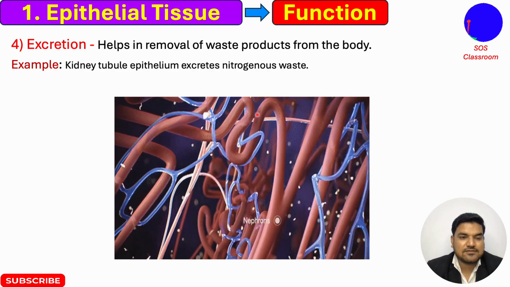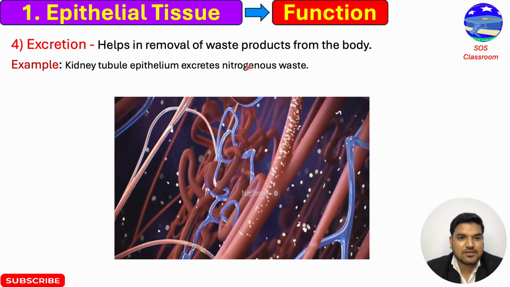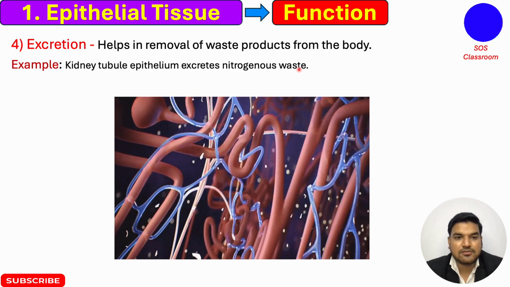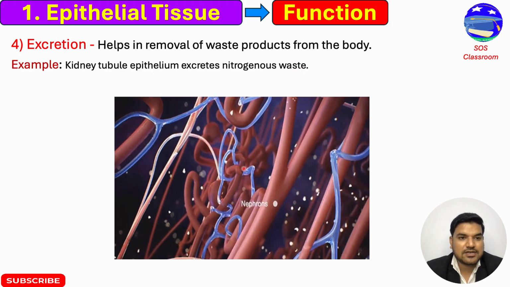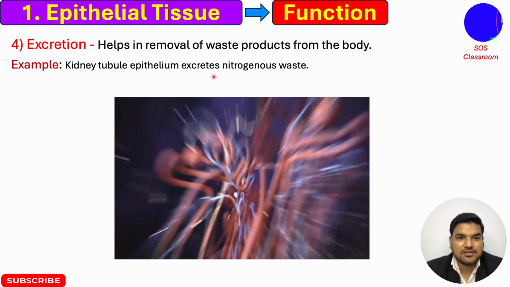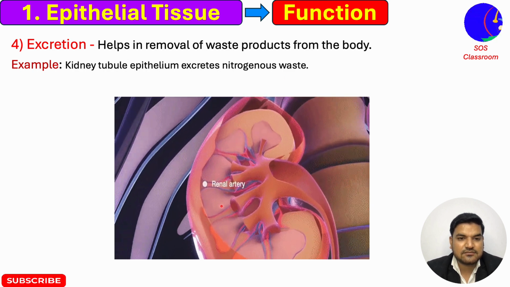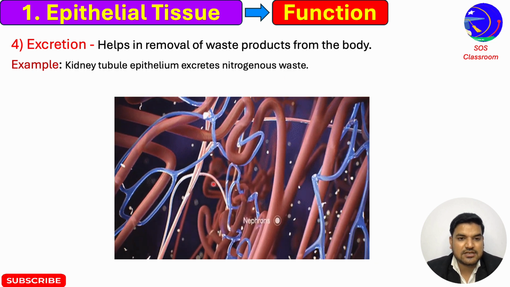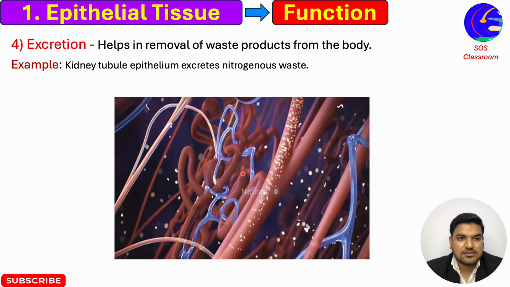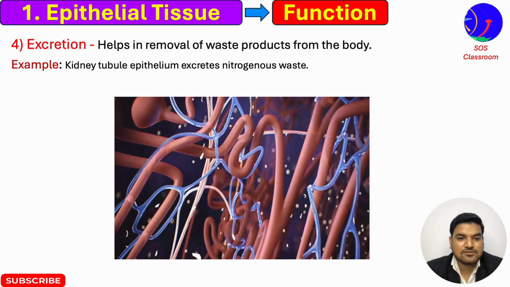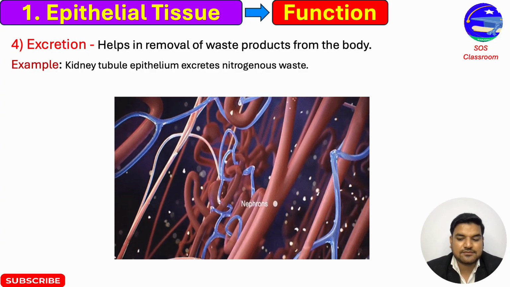Next is the excretions. So excretions are helpful for removing waste products from the body or from the kidney. So kidney tubules epithelium secrete the nitrogenous waste. You can see this is the kidney, this is the nephron, and the excretion of different types of nitrogenous waste.